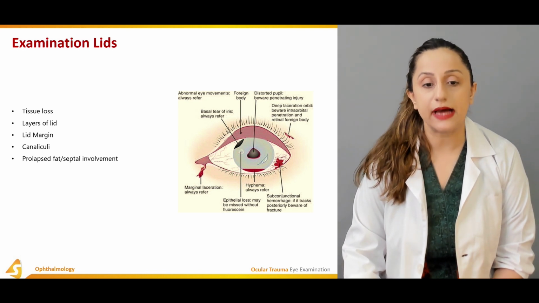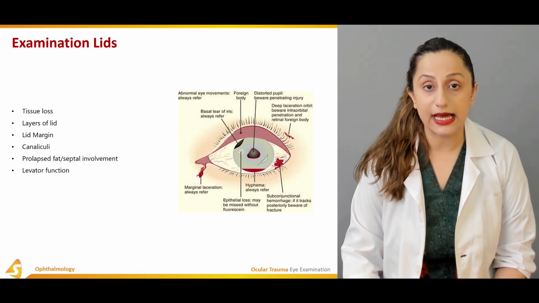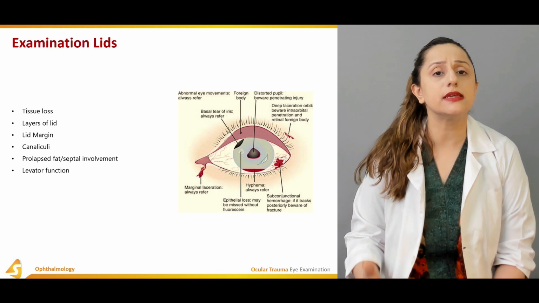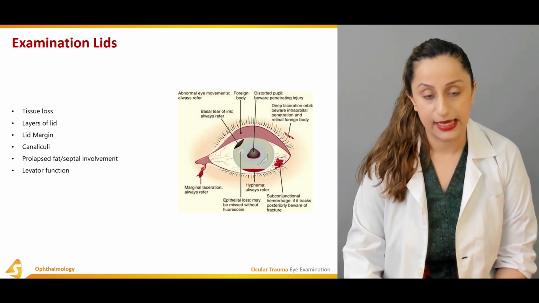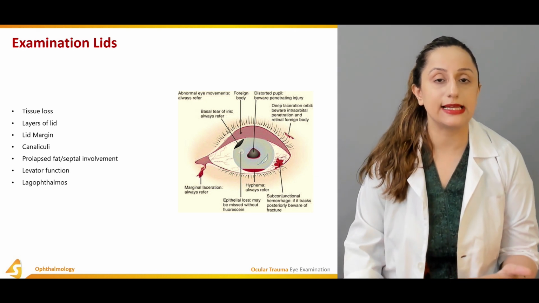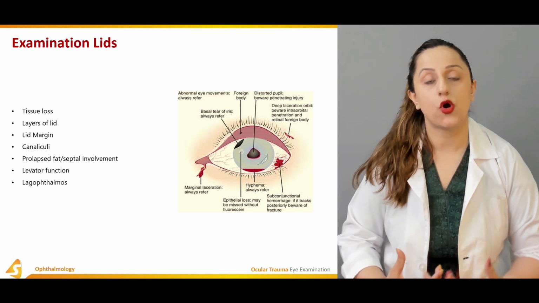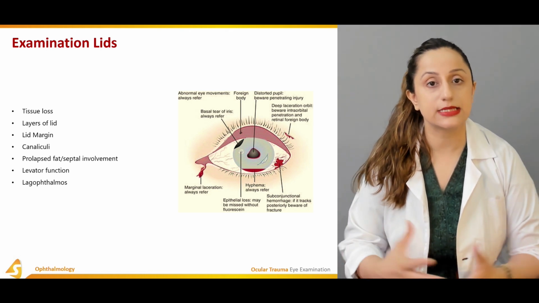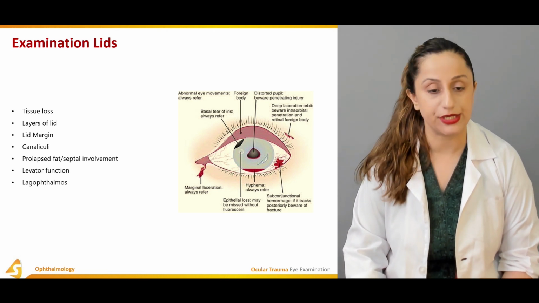A prolapsed fat, septal involvement is very important. Levator function has to be assessed just to see if there is any sort of traumatic ptosis observed in this particular patient or not. And then lag of thalamus. Lag of thalamus is basically when both the eyelids are not moving in conjugate motions bilaterally. So this is very important. This lag of thalamus has to be examined in detail over here.